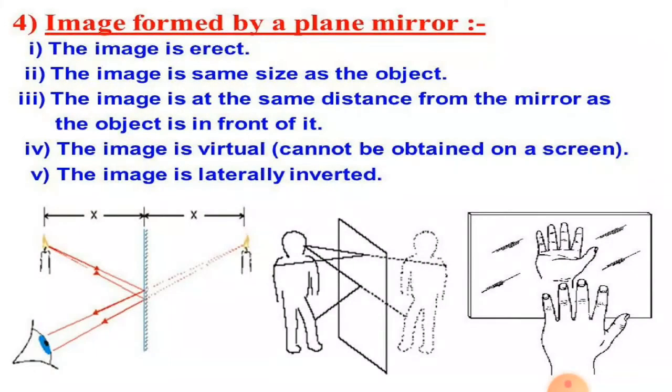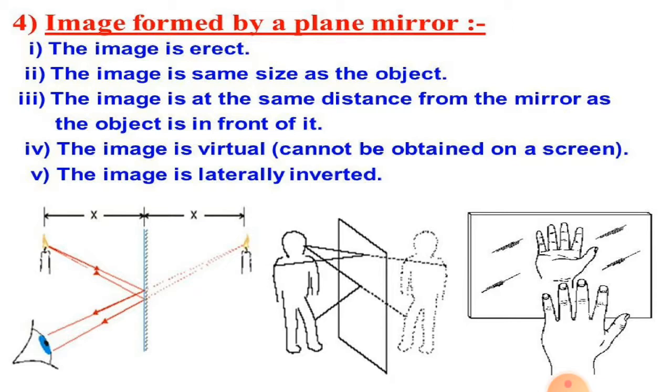Now the image formed by the plane mirror. As we have studied the reflection of light from the plane mirror, now we are going to know about the characteristics of the image that is formed by the plane mirror. So let's know about it one by one. The image that is formed by the plane mirror is erect. It is always an erect image. The second point is that the image is the same size as the object. The image is always the same size as the object.